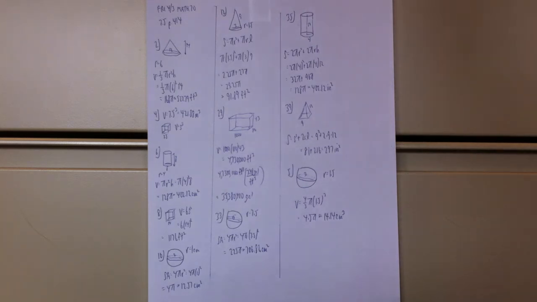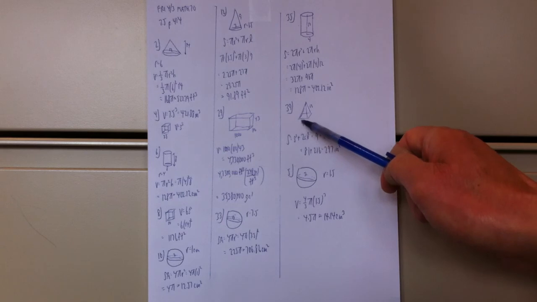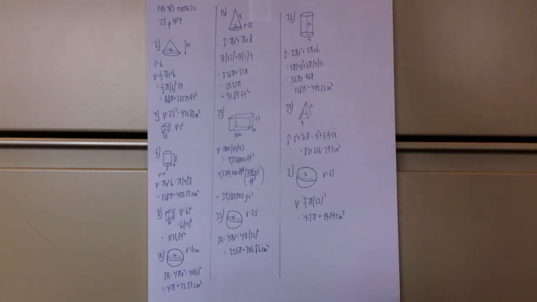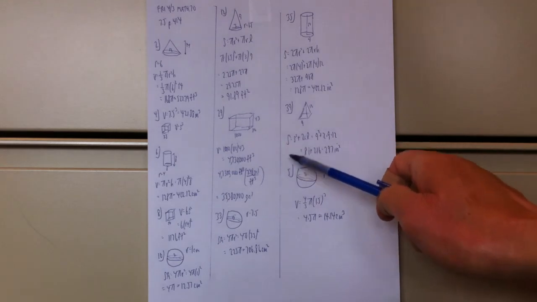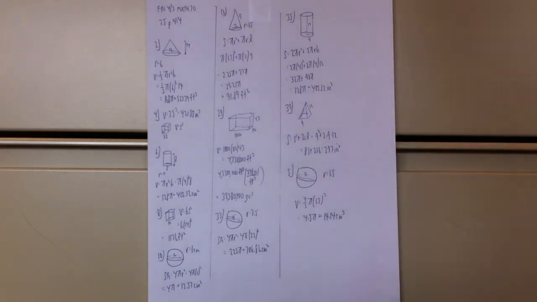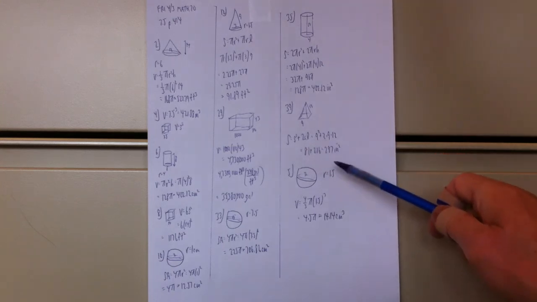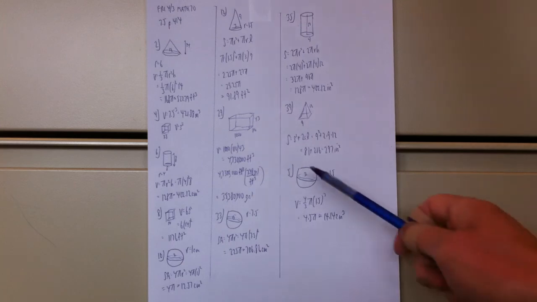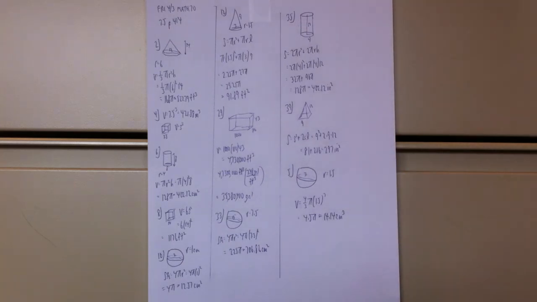Problem 39, you have a pyramid, a square base, which is 9, and a slant height of 12. Okay, so I'm using the formula for the surface area, s squared plus 2sl. L is the slant height. So that's going to be 9 squared plus 2 times 9 times 12. That comes out to be 81 plus 216, or 297 square inches.